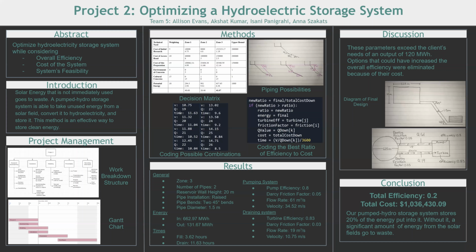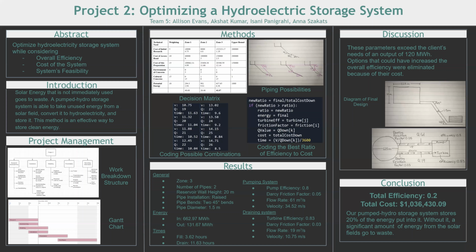The decision matrix considered factors such as the cost of initial research, the cost of the access road, the cost of site preparation, the potential energy the reservoir would have in each zone, and cultural and environmental concerns, with cultural concerns having the most weight. After a thorough analysis of these factors, the team ultimately decided on Zone 3.